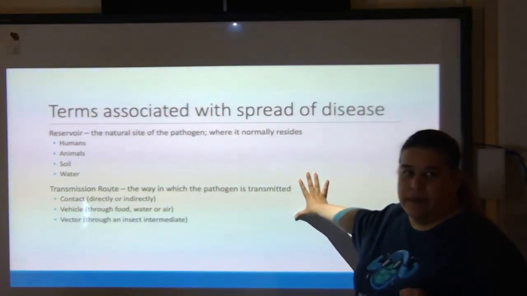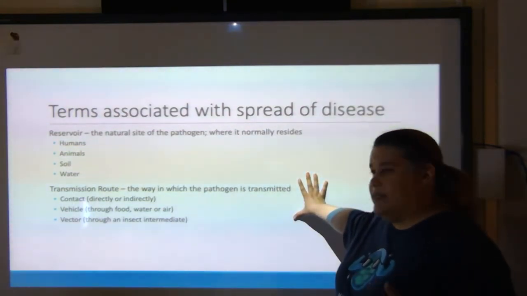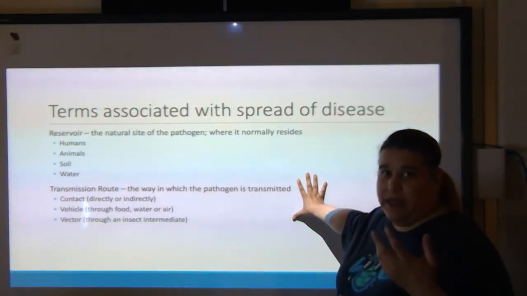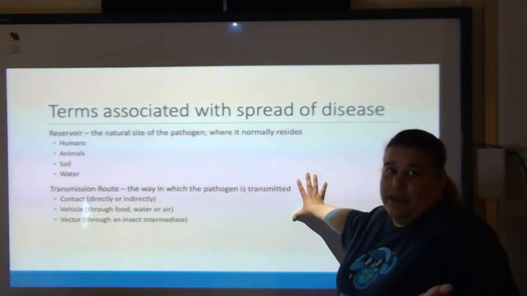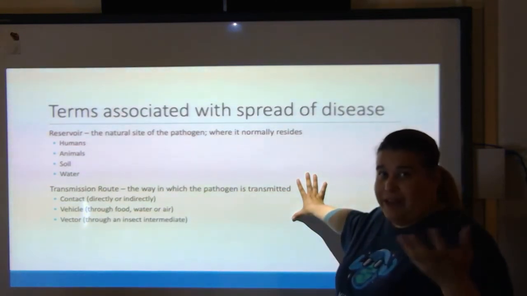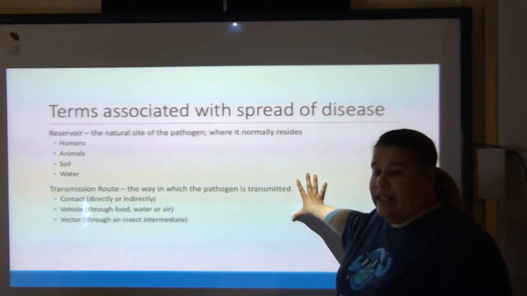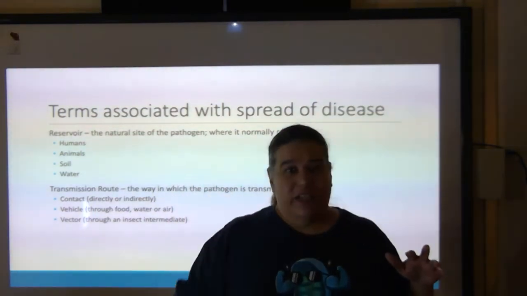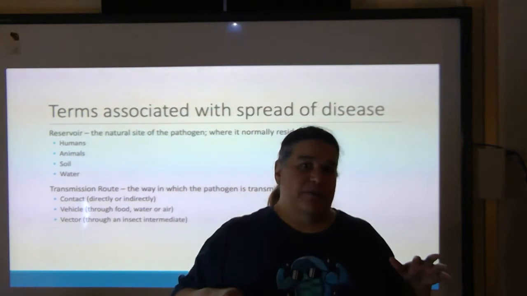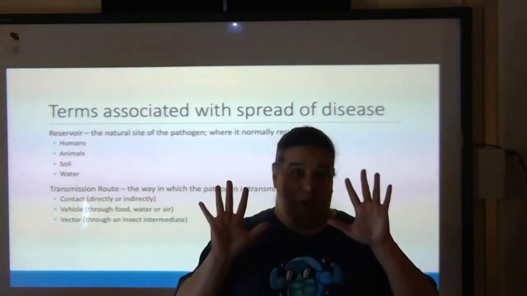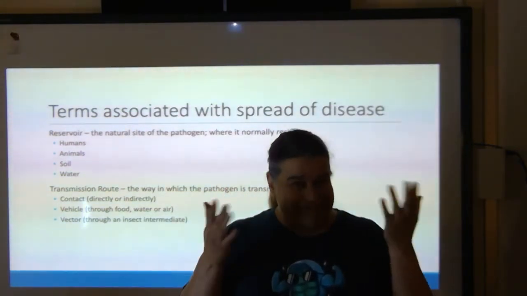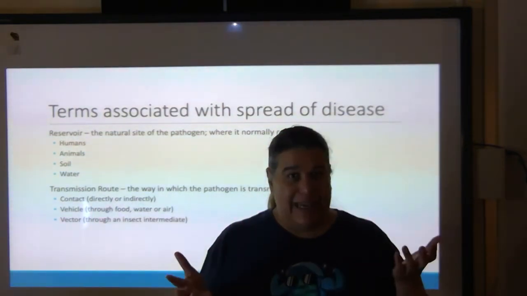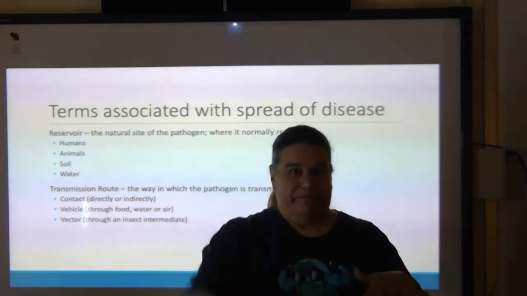Transmission route. How is it transmitted? Is it through direct contact or indirect contact? I have to come into contact with somebody. Directly would be like HIV. I would need to come into direct contact with someone. Indirectly may be, I didn't wash my hands after going to the bathroom. I touch a doorknob. You touch the same doorknob and then eat something and don't wash your hands before you do it. That's indirect. You still got sick, but I didn't go and put my hand in your mouth.